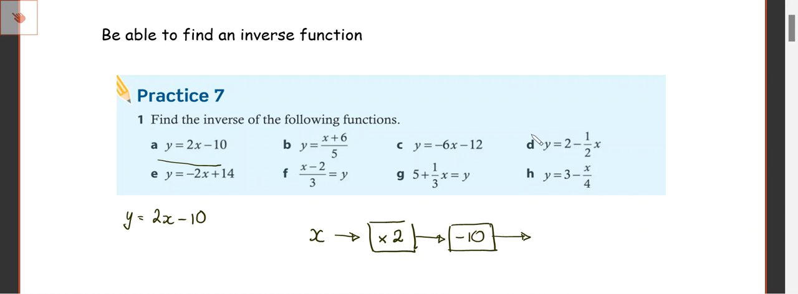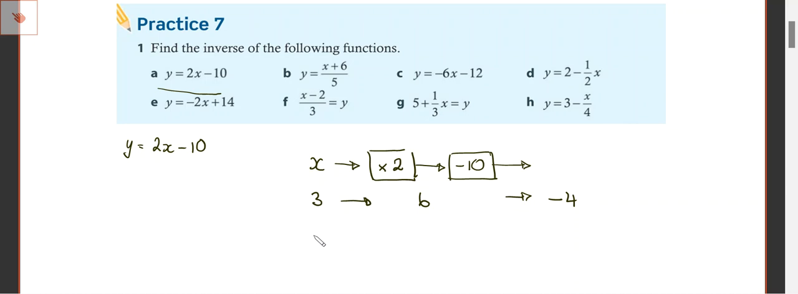In this, there's no negative part. No. What can x be? Anything. What if I put 3 in? What do I get out? 3 times 2 is 6. 6 subtract 10 is negative 2. What if I put 8 in? 8 times 2 is 16. 16 minus 10 is 6.